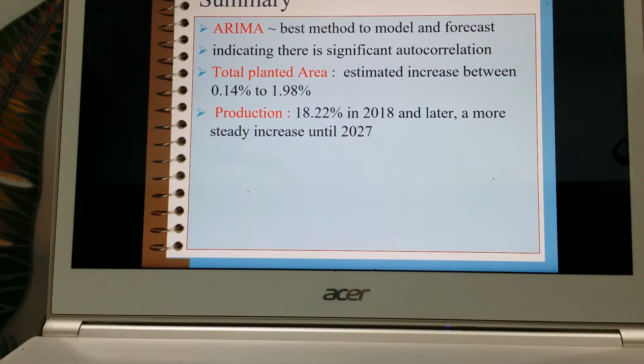As for the summary, it was found that Arima seems to be the best method to model and forecast. Based on this, we could say that there is significant autocorrelation in the data for both production of oil palm and total planted area. For total planted area, we anticipated an increase between 0.14% to 1.98%, and for production, it was predicted that there would be an 18.22% increase in 2018 and later a more steady increase until 2027.